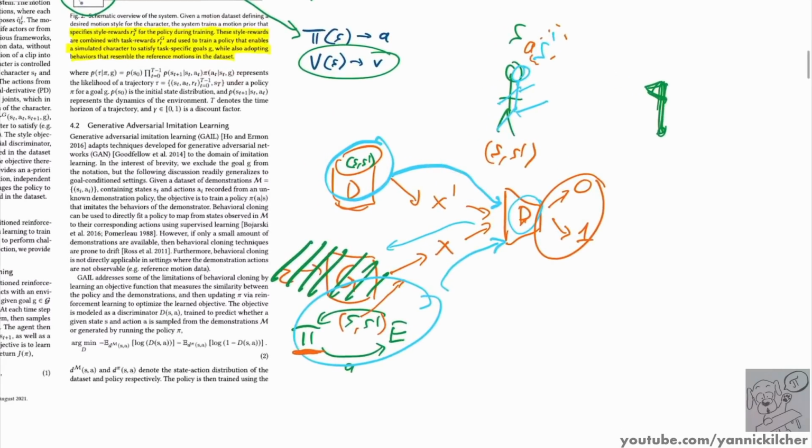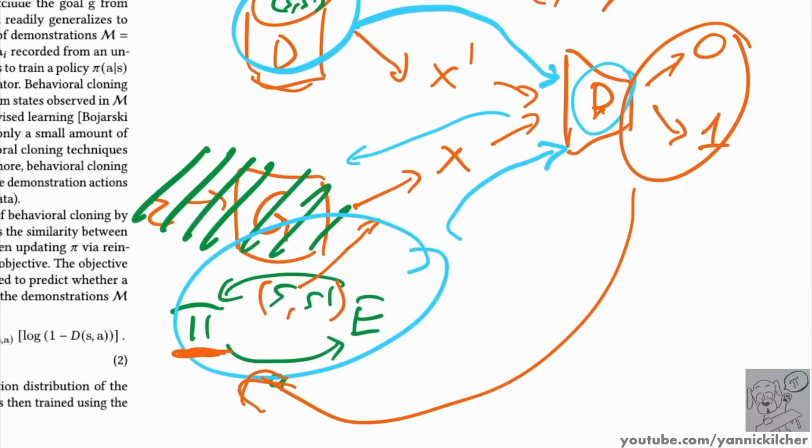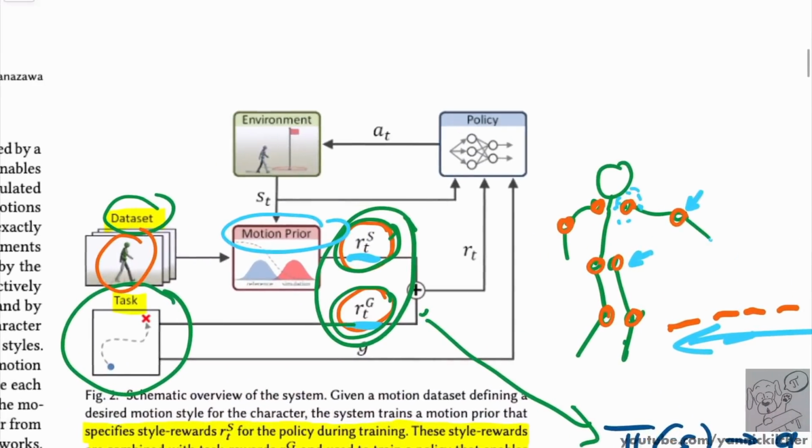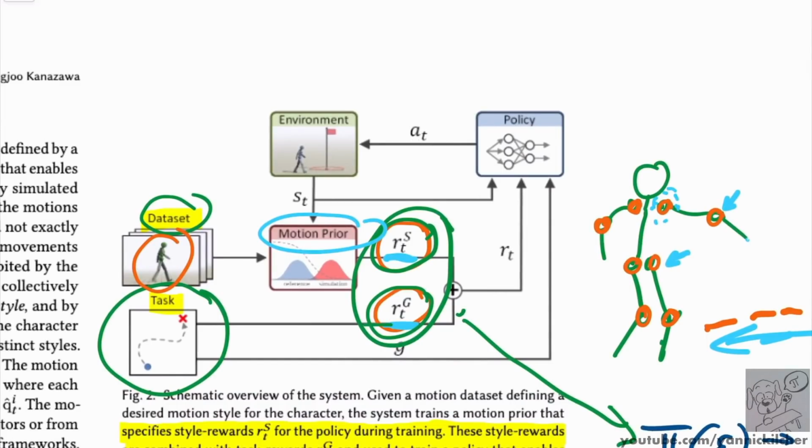All right, so that gives you a reward signal for the policy, and the other reward signal comes simply from the environment, as we've already stated. So these two rewards are then combined with each other and used to train the policy. The discriminator itself, as we already saw, is trained. So this thing here is actually the discriminator. This motion prior is trained on the one hand from the dataset, and on the other hand from the policy generating actions and generating transitions through the environment.